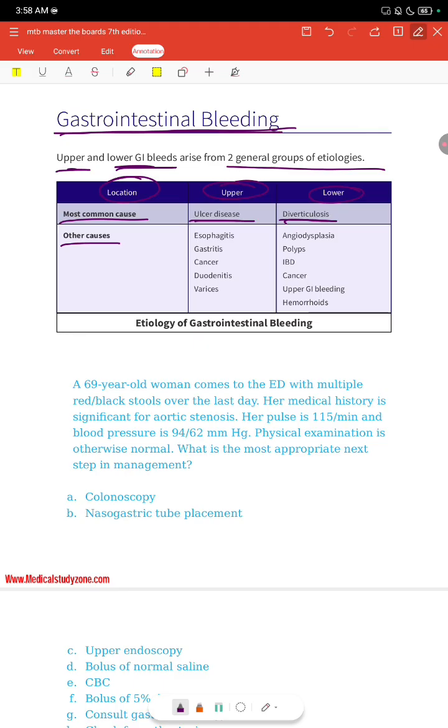Other causes of upper GI bleed include esophagitis, gastritis, cancer, duodenitis, and varices. While in the lower GI bleed, other causes besides the most common cause, diverticulosis, include angiodysplasia, polyps, IBD, inflammatory bowel disease, cancer, and even upper GI bleeding and hemorrhoids.